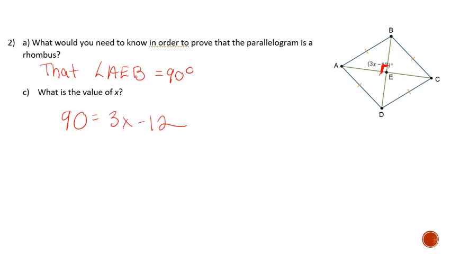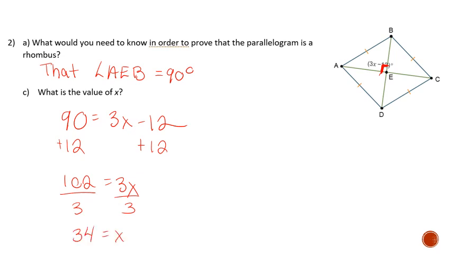minus 12. So you go ahead and add 12 to both sides. You get 102 equals 3x. When you divide this by 3, you should end up getting 34 equals x. Double check if that is what the question was asking for. What is the value of x? We found it, it's 34, and you are good to move on.